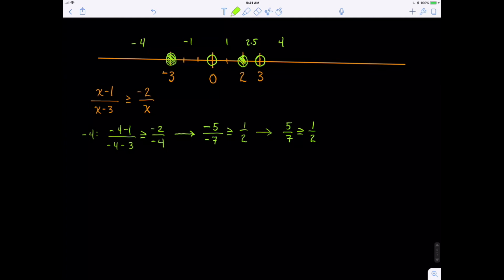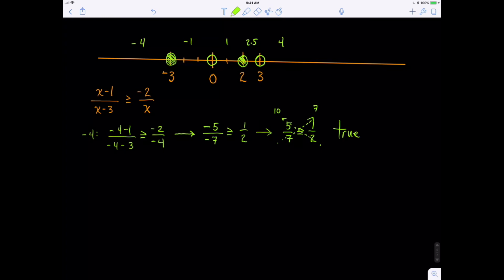And if you're thinking, really, how do you see that? Because fractions can get a bit difficult. You can always cross multiply. So 5 times 2 is 10. 7 times 1 is 7. Wherever the larger number is, that's the larger fraction. So this first one, this is true.